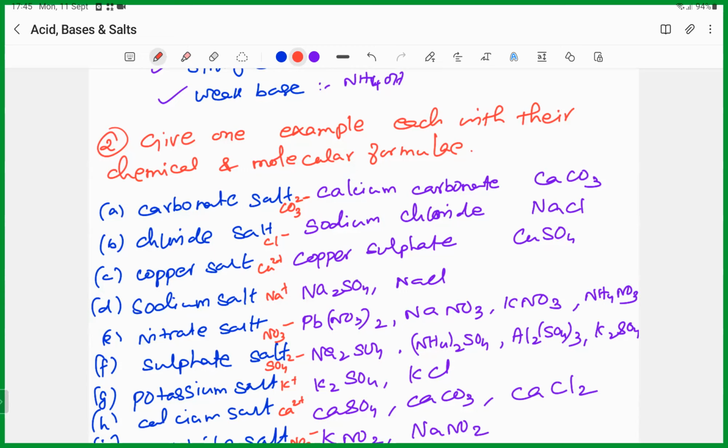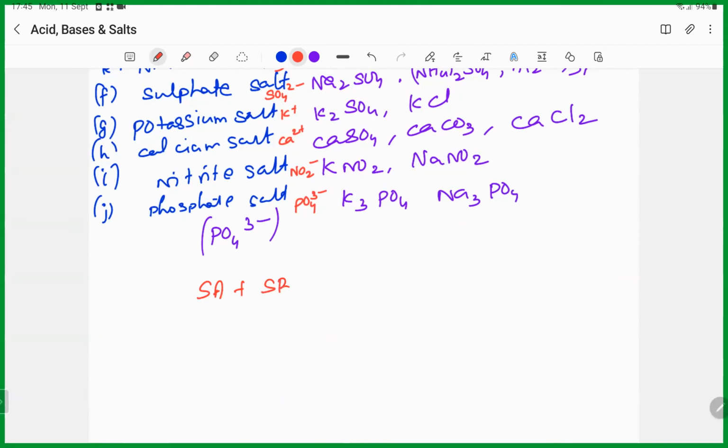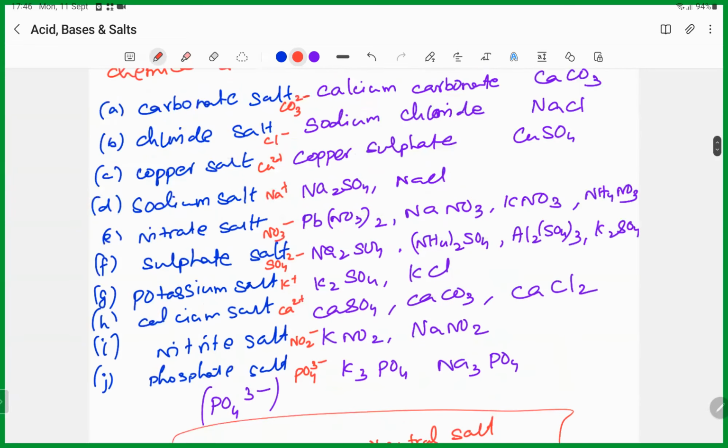Strong acid, strong base. எந்த ஆசிட் எந்த பேஸ் யூஸ் பண்ணுமோ அதை பற்றி சால்ட் பற்றி சொல்லுவோம். Strong acid, strong base, that salt will be neutral salt. Strong acid, weak base, acidic salt. Weak acid, strong base, basic salt. This is the formula. Weak acid, weak base, that will be neutral. Is it clear?